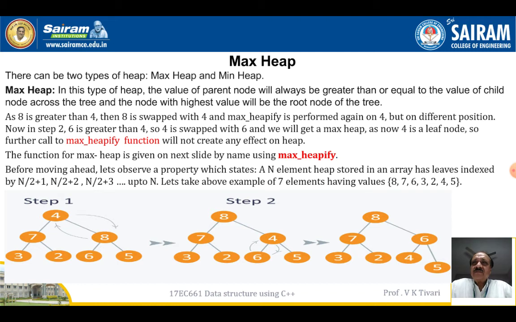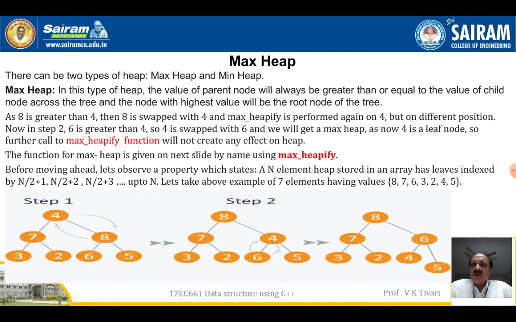Maximum heap. There are 2 types of heap: maximum heap and minimum heap. First, we are going to discuss maximum heap. In this type of heap, the value of a parent node will always be greater than or equal to the value of its child node across the tree, and the node with the highest value will be the root node of the tree.